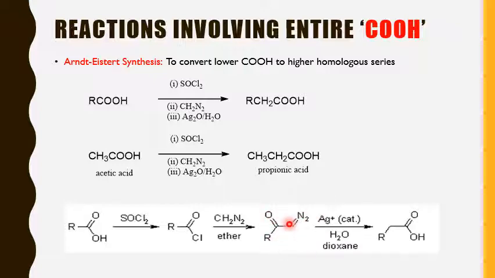And this undergoes rearrangement, giving a ketene, and with silver oxide, a selective oxidizing agent, it will give you a carboxylic acid. Okay, will give you a carboxylic acid. So this way you can have a higher carboxylic acid from a lower carboxylic acid.